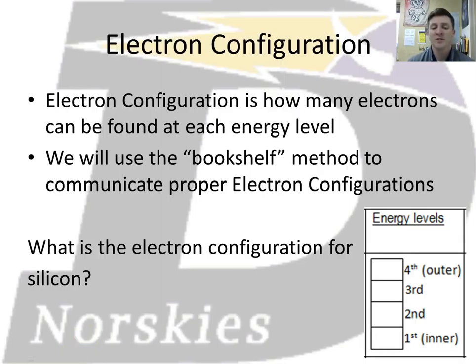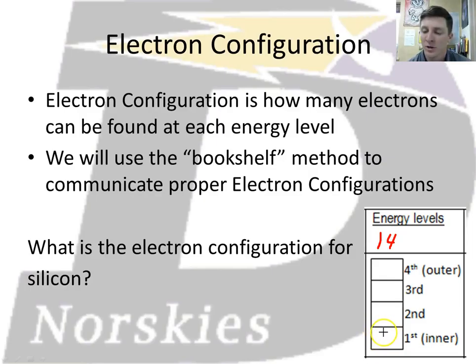So if we have silicon here, it's very simply put: here on the right hand side we have the energy levels. And again, silicon has an atomic number of 14. So in the first energy level, which is the innermost energy level, we know that the rule is that it can hold 2 electrons total.